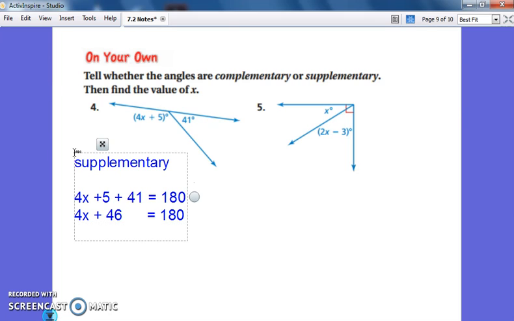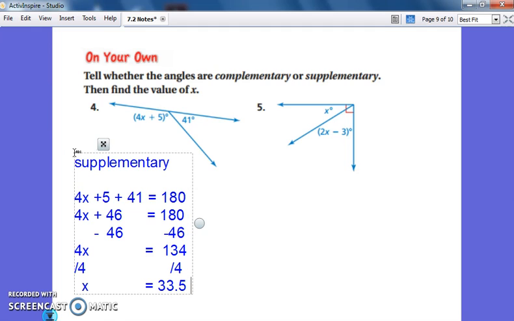And then you're going to subtract the 46 on both sides. Okay, then you're left with 4x equals, what do you get? So 180 minus 46 is going to give you 134. And then finally you're going to divide by 4 on both sides. Okay, so you get x is equal to 33.5 degrees.